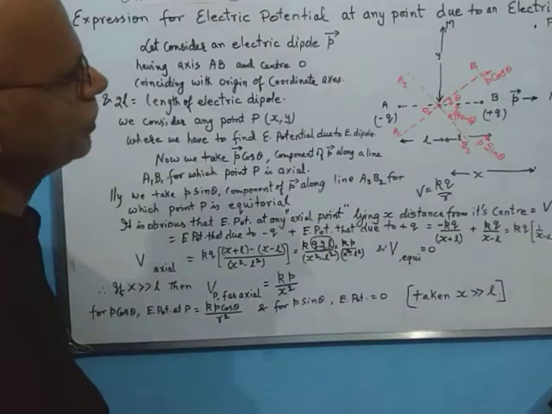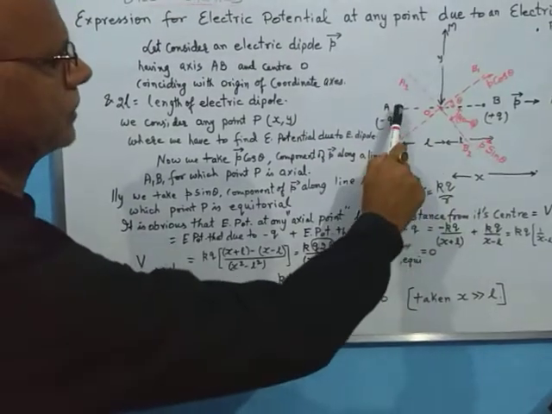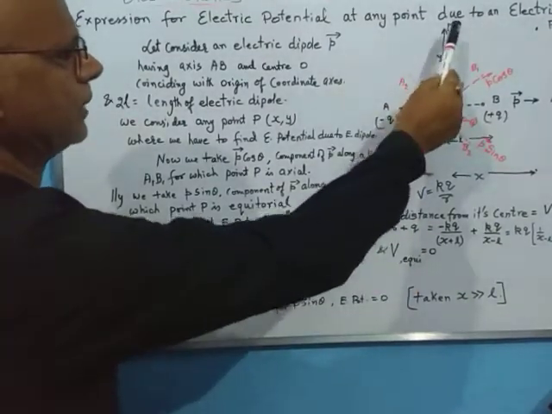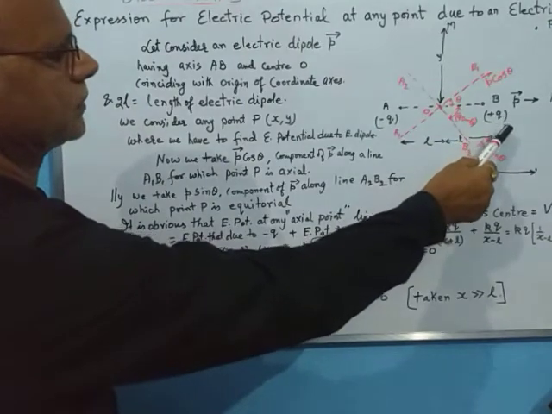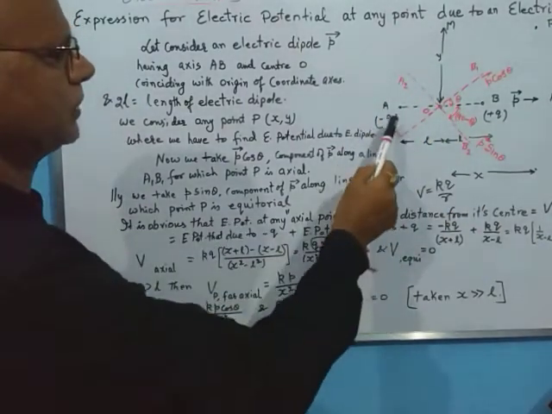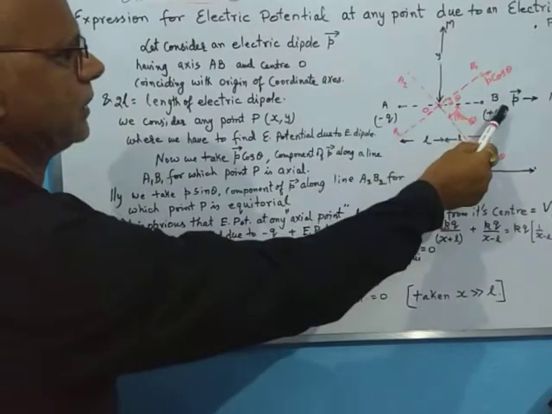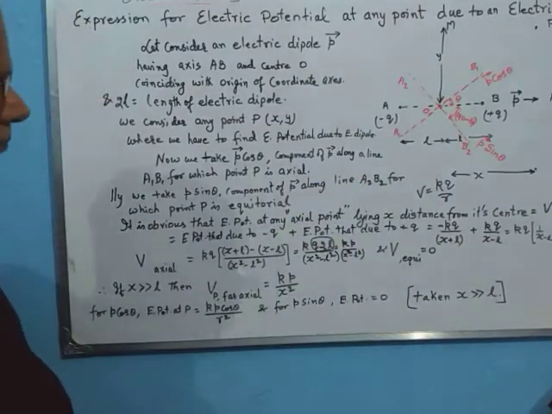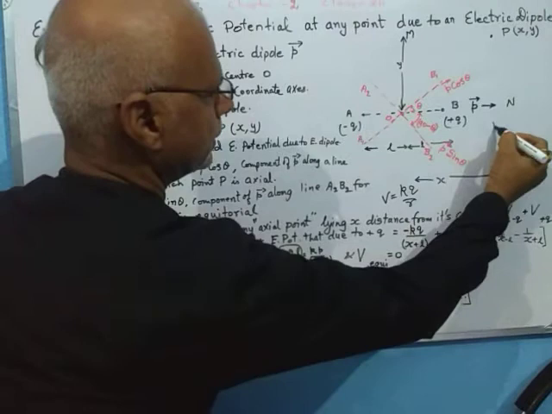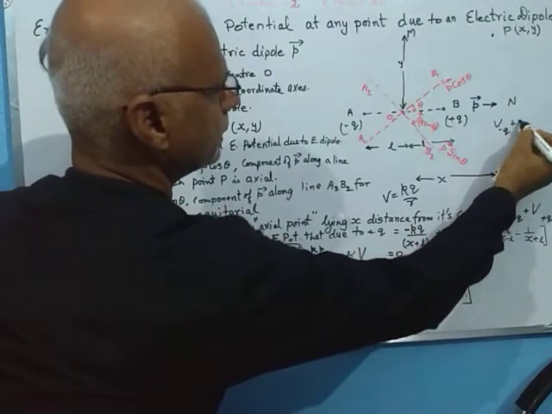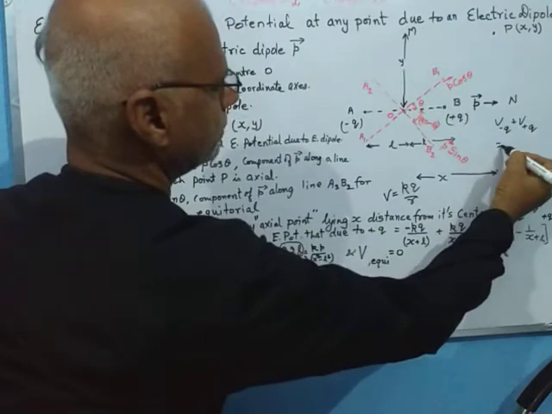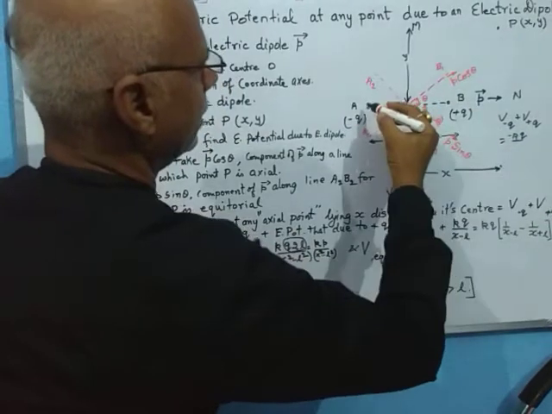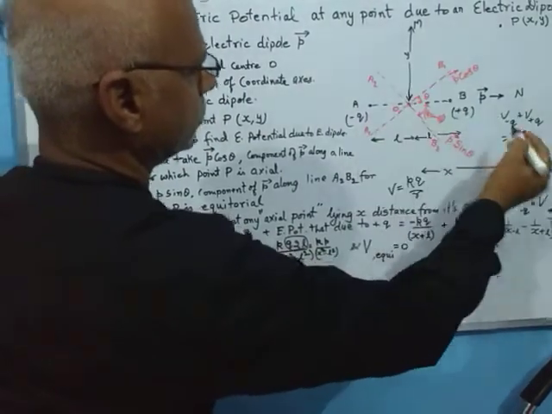But when we talk about any equatorial point, what happens? The plus Q charge is at the same distance from that point M as is the minus Q charge. Means the distance of minus Q charge from M and the distance of plus Q charge from M will be equal, and therefore we can understand that the potential due to minus Q plus the potential due to plus Q at an equatorial point will be minus KQ by the distance, let us call it under root L square plus Y square.